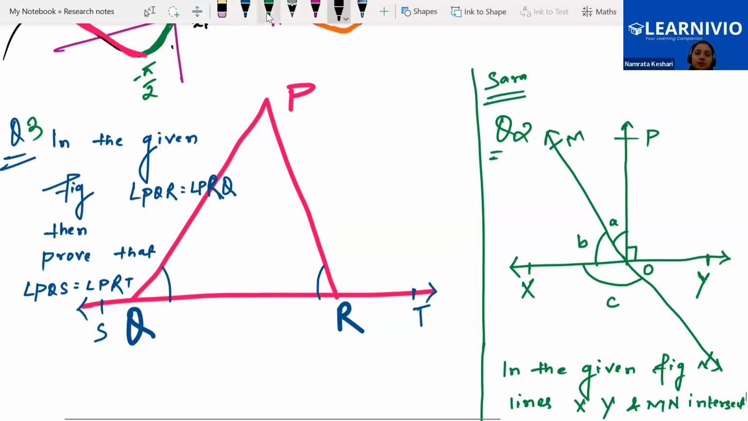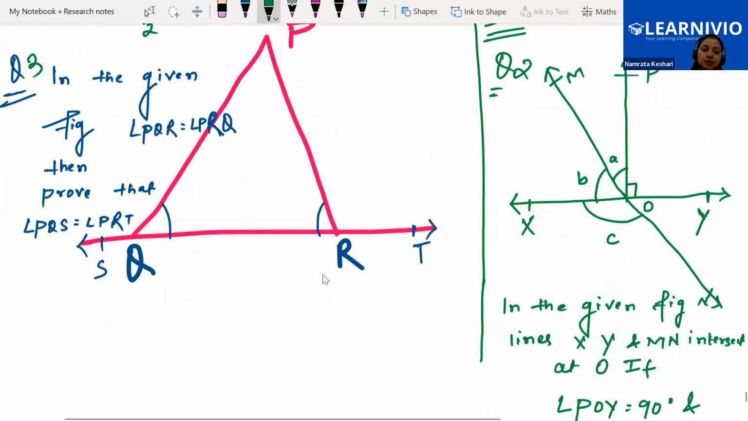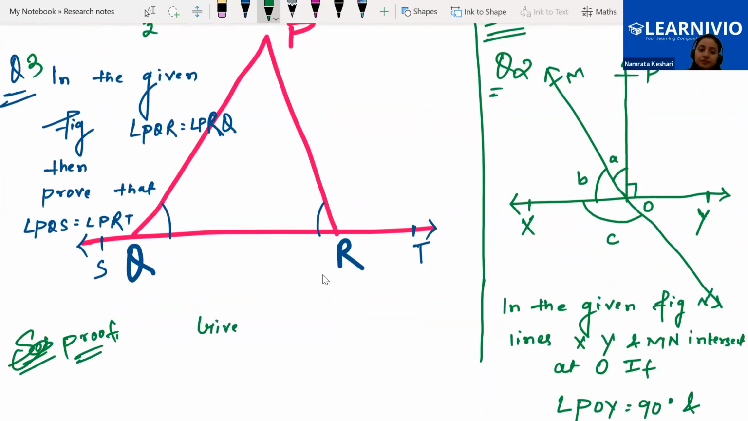Since we know that ST is a straight line, a line ST is given over here, and it is given that angle PQR is equal to angle PRQ. Let me copy it down. It is given to us. Here, I am writing the solution, or we can call it proof. It is given that angle PQR is equal to angle PRQ. This is already given to us.